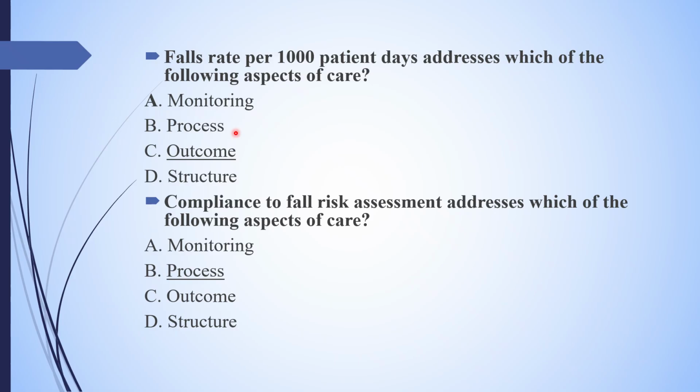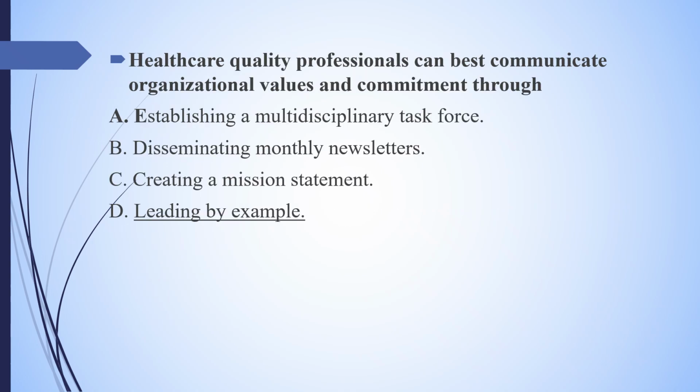The compliance to fall risk assessment addresses which of the following aspects? So the fall risk assessment, that is an intervention, right? Risk assessment was performed or not. So what type of measure is this one? Monitoring, process, outcome, or structure. So the correct answer is process, because you are measuring the process of fall prevention.